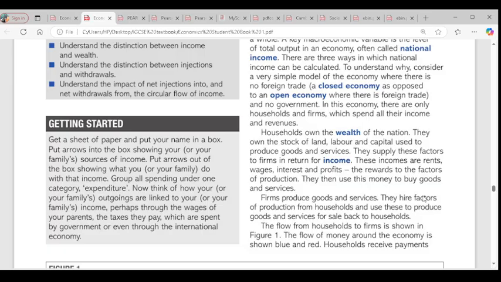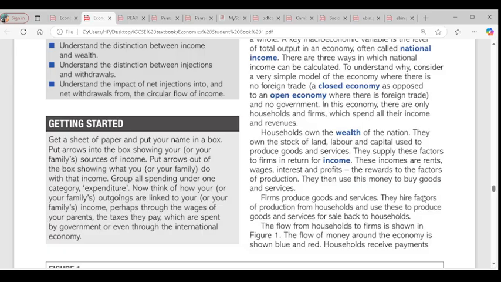So I wrote, they own the factors of production. So they supply these factors to firms in return for income. These incomes are in the form of wages, interest, rents, and profit. This is what households will earn. Then they will be used in buying goods and services produced by the firms. Do you get it? Yeah. So firms produce goods and services by hiring factors of production from households and sell back to households. So that's what we call a typical closed economy.